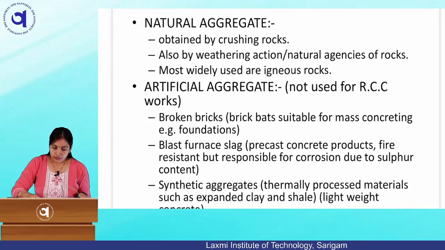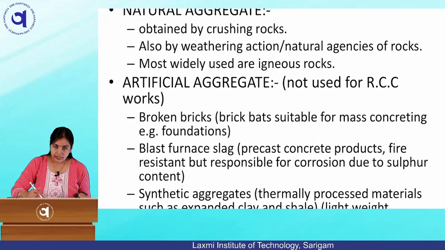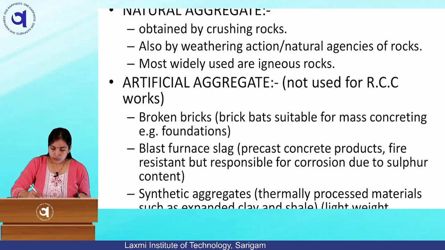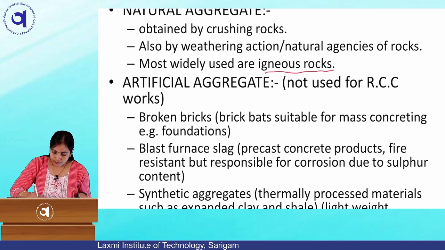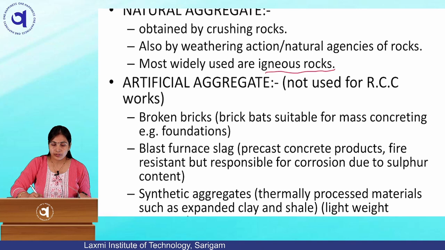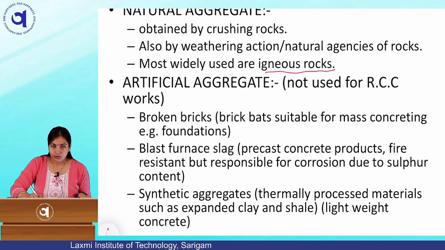Regarding geological origin, natural aggregate is obtained from crushing rock and also from weathering action by natural agencies on rock, and we get it mostly from igneous rock. Igneous rock means the rock formed with volcanic eruption.